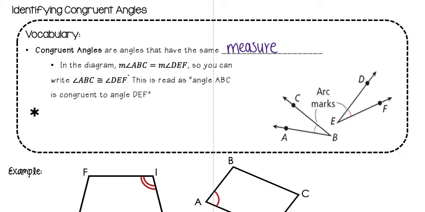So in the diagram we see here, the measure of angle ABC is equal to the measure of angle DEF, so we can say that these two angles are congruent. This is read as angle ABC is congruent to angle DEF. And something important to note here is that those arc marks mean those angles are congruent.